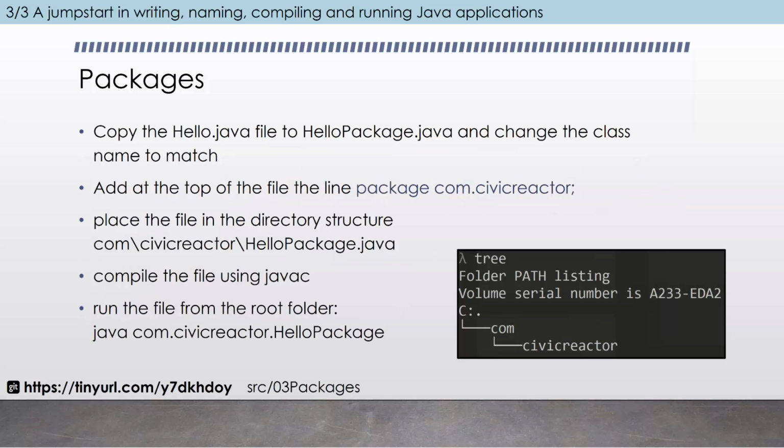So, for you to do this, the simplest thing is simply copy the hello.java file to a new file called hello package. Change the class name to match again, remembering that first rule. Add at the top of the file the line something like package com.civicreactor. Now, generally speaking, packages, apart from anything else, allow us to differentiate our classes from other classes. You can think of them as namespaces as well.